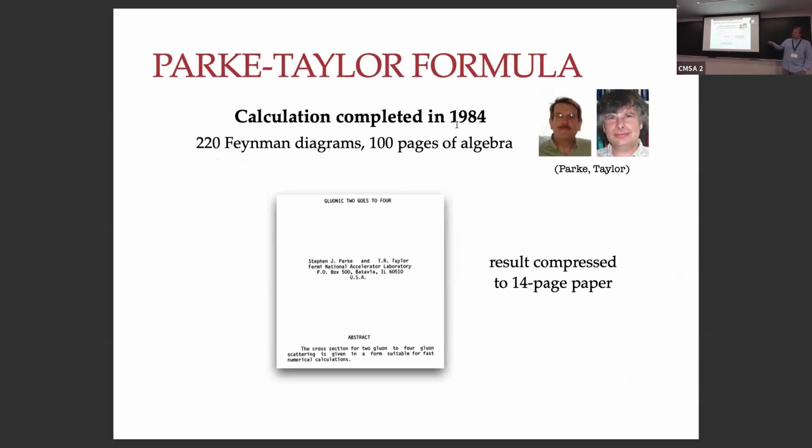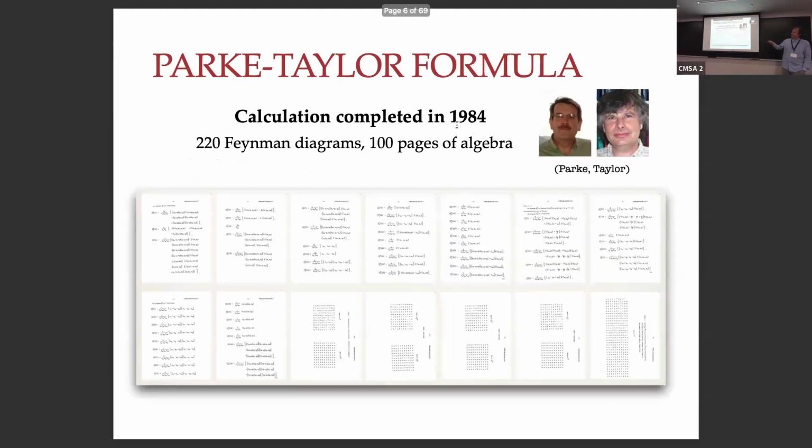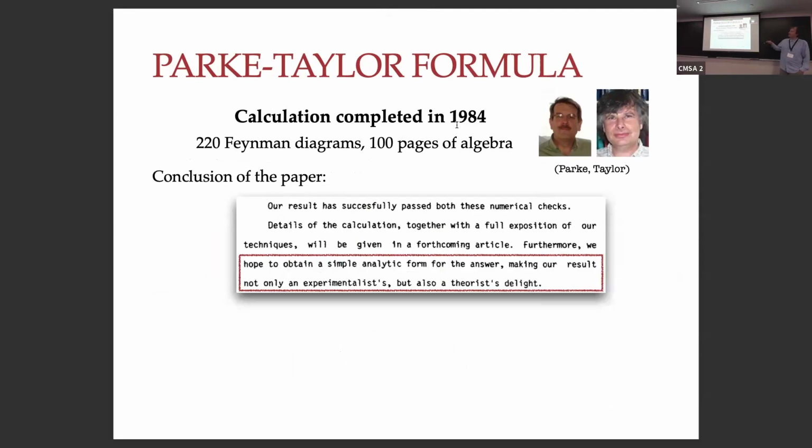They wrote a short, 40-page paper, which basically only contains the result itself, written in some special notation, using a basis of terms with a lot of coefficients, matrices, and so on, in order to efficiently package the result in paper format. And at the end of the paper, in the conclusion, they write that furthermore, we hope to obtain a simple analytic form of the answer, making our result not only an experimentalist's but also a theorist's delight. So this was a result for experimentalists to put in their computers back in the 1980s to predict these processes, but they also hoped to learn something from the structure of the result.